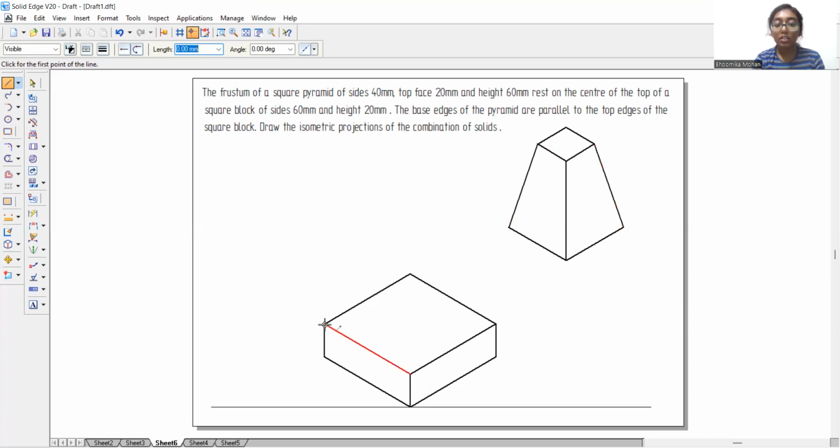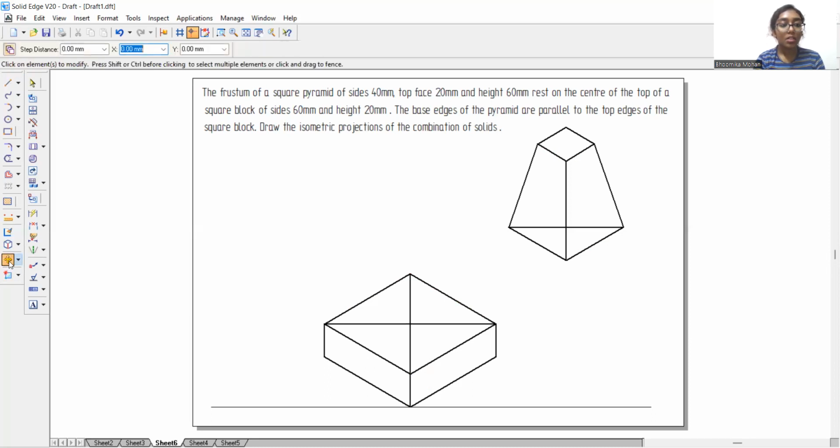Now joining the opposite sides of the square block and joining the opposite sides of the pyramid, and using move tool we place the frustum of the square pyramid on top of the square block.